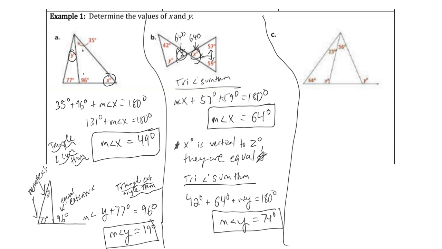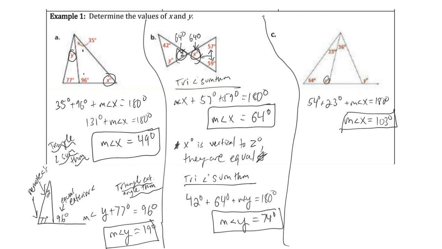All right, C. Again, we can solve for x. So 54 plus 23 degrees plus the measure of angle x is equal to 180. Subtract 54 and 23, or subtract 77 essentially from 180, and we get 103 degrees for x.